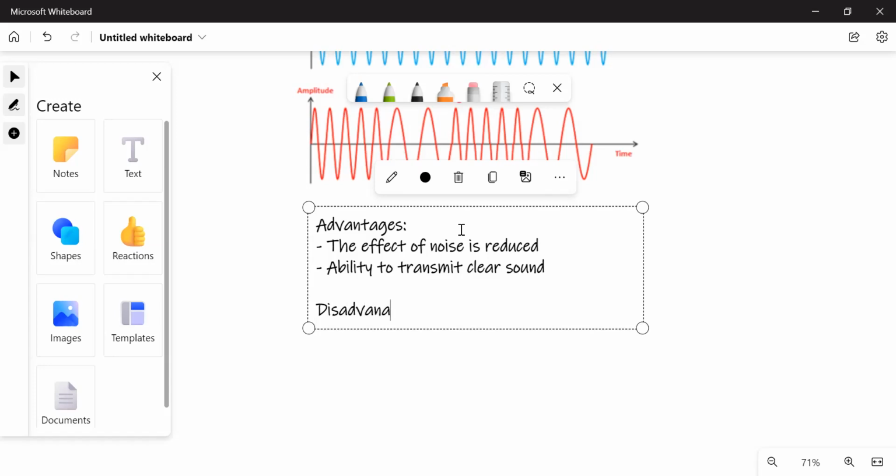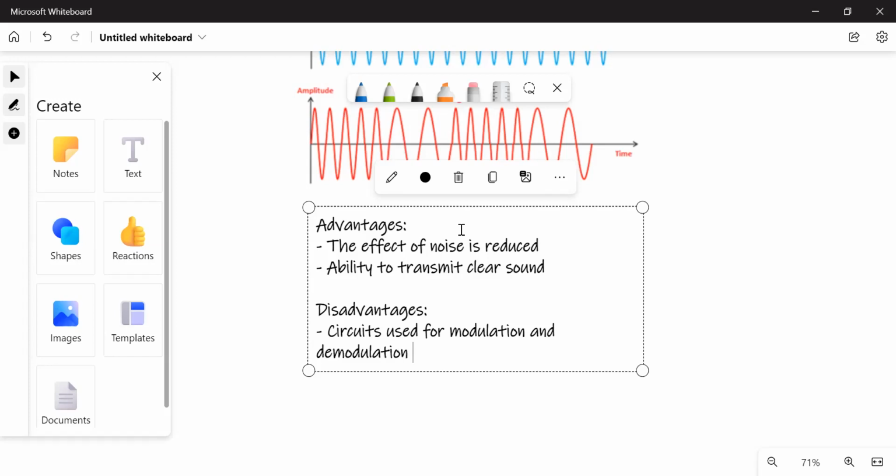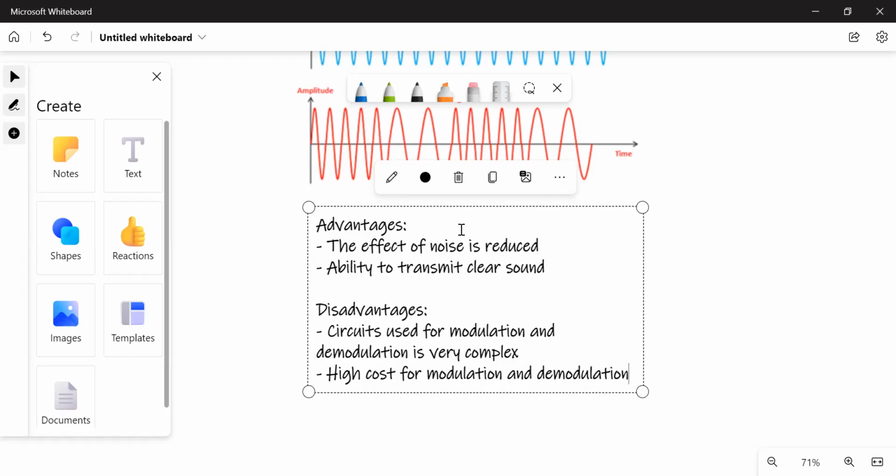Disadvantages: the circuits used for modulation and demodulation are very complex. High cost for modulation and demodulation. Okay? So these are the advantages and disadvantages.